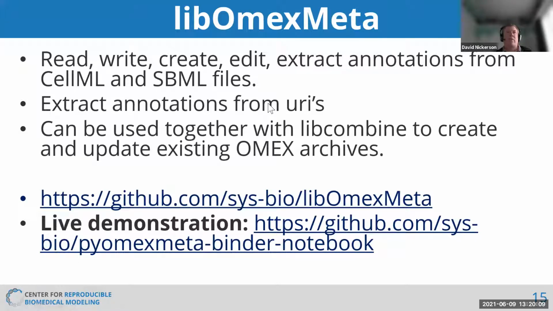We can also extract annotations from URIs, and then working with another library under Combine, this libcombine, that really works directly with these archive files. You can see how we can then link these together to work directly with the Omics archives. So again, there's a GitHub page. From there, there's also a link to this live demonstration example that will fire up a Jupyter notebook on Binder. And I'll get to that a bit later.